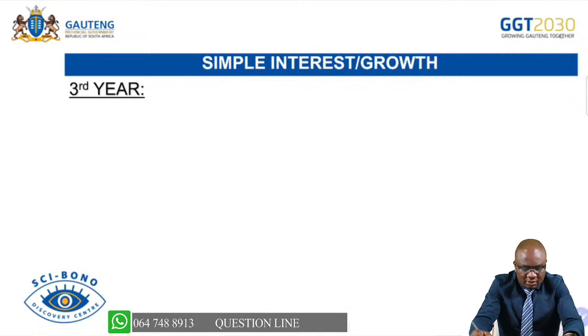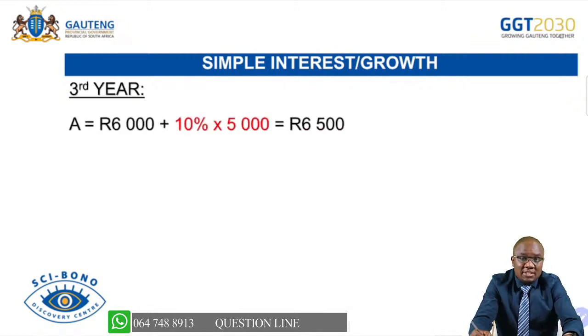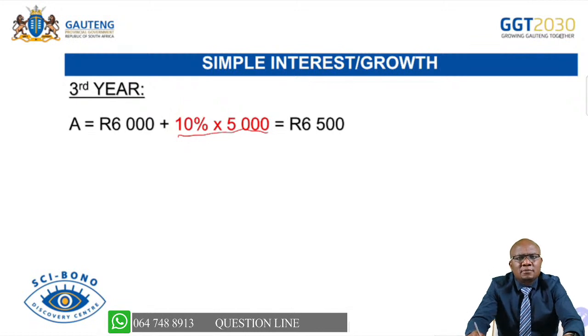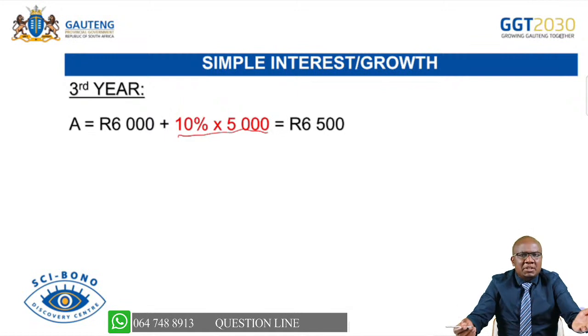Right, and then we go to the third year. I have 6,000 now in the bank, but I'm still getting 10% of 5,000. I'm still getting 500 rand. Although my money has gone up to 6,000, I'm still getting 10% of 5,000. How do you feel about this? It's a bit unfair. Okay? What is happening to my other 1,000? It must also gain interest, isn't it? Right, but that is simple interest. That's how it works.